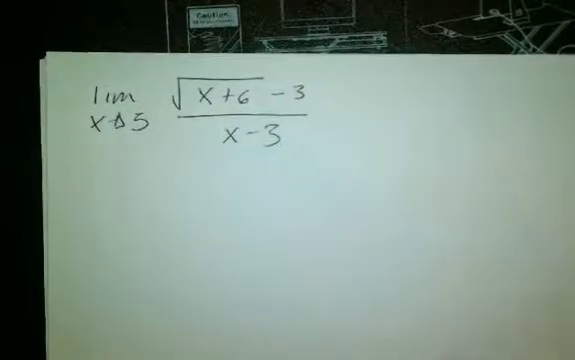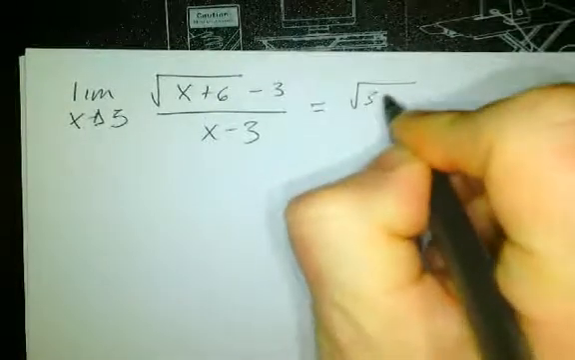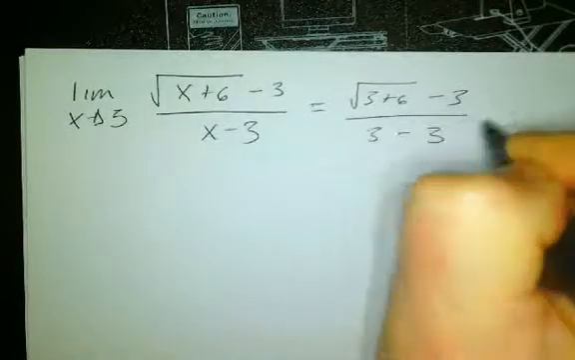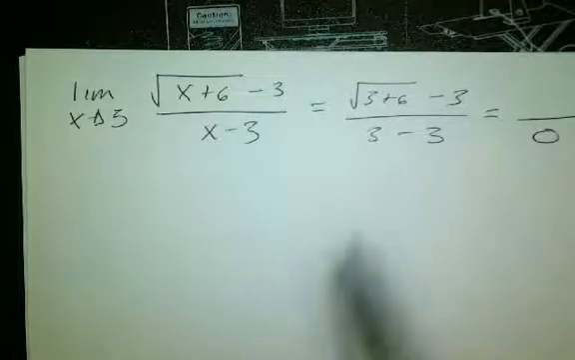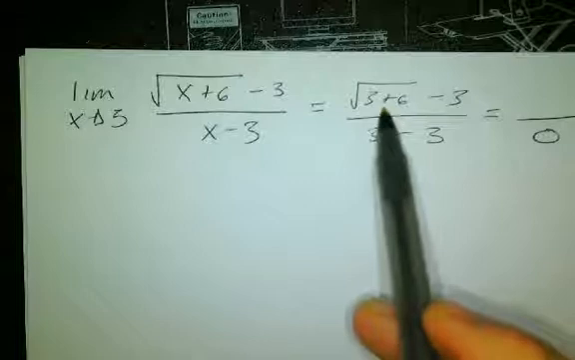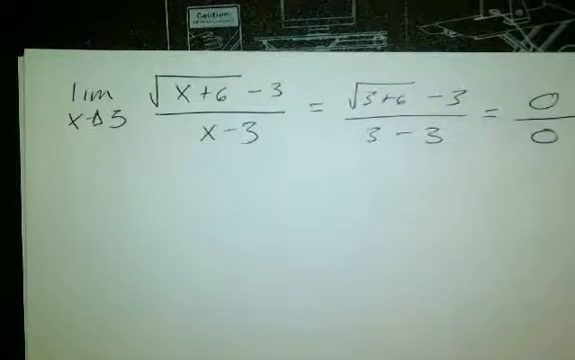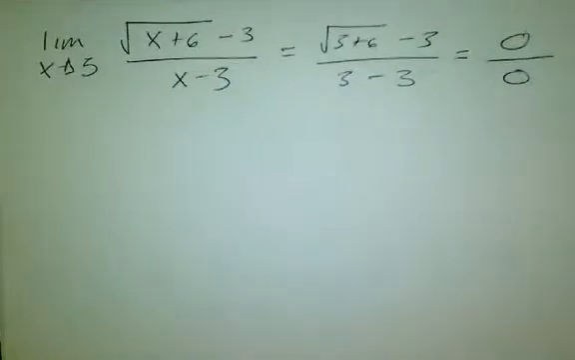Alright, so let's go ahead and evaluate this limit. I'm going to substitute 3 in. Right away I know I have 0 in the denominator, but let's look at the numerator. 3 plus 6 is 9. If I take the square root of 9, that's 3. Minus 3 is 0. So I see that I have 0 over 0, which I know tells me I can remove the discontinuity.